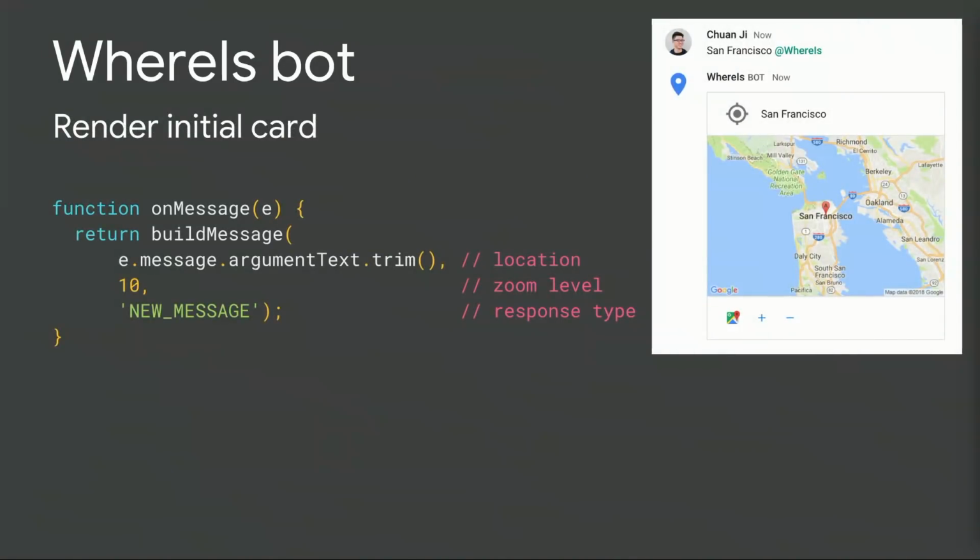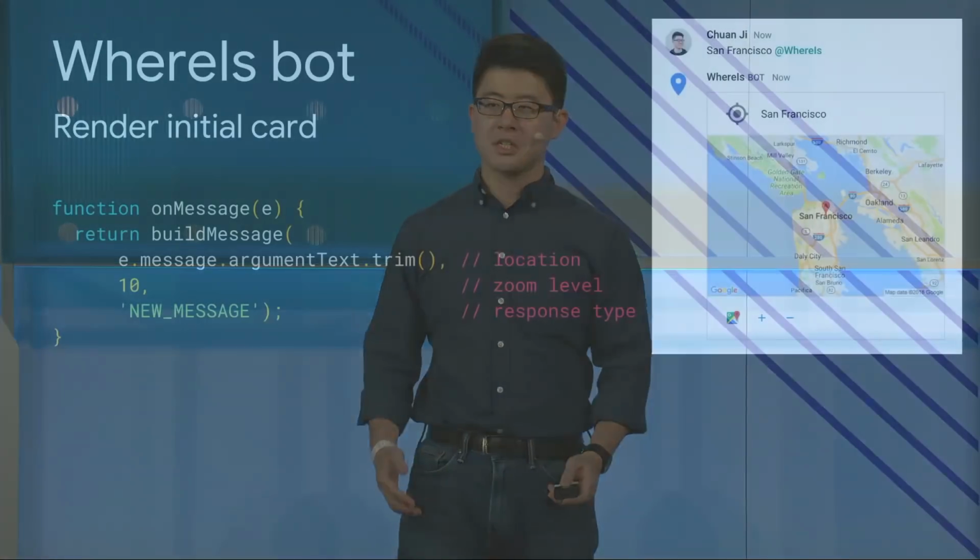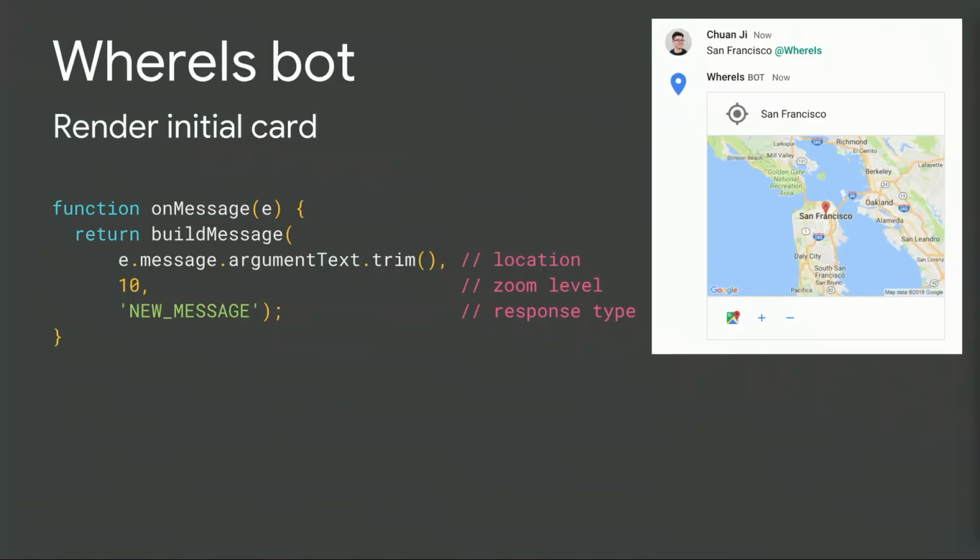Cool. So first, we're going to start with our familiar onMessage function. As you already know, the onMessage function is invoked when the user sends a message to the bot. In this case, I said, where is Shoreline Amphitheater? Its job is to return the card.